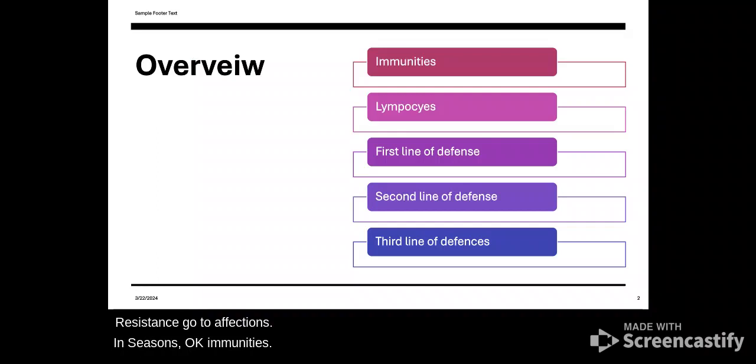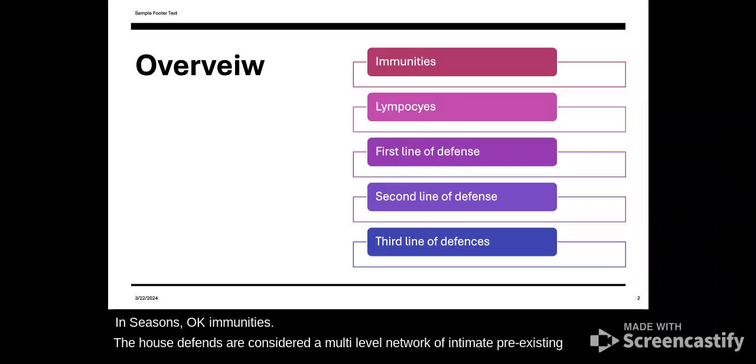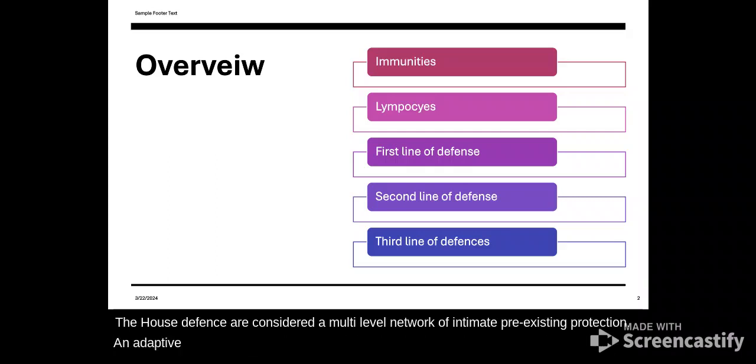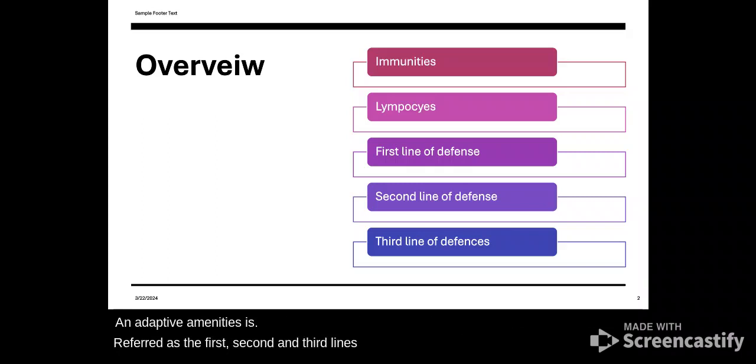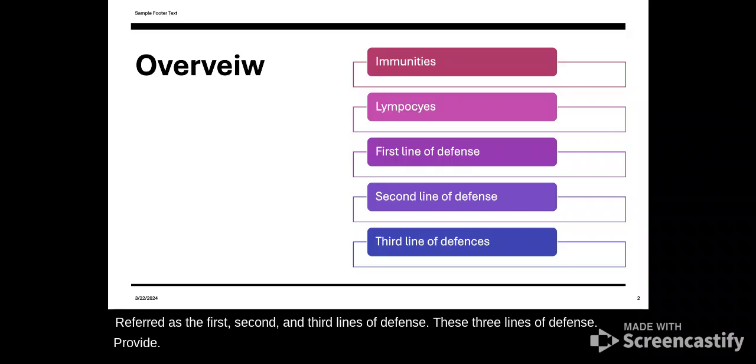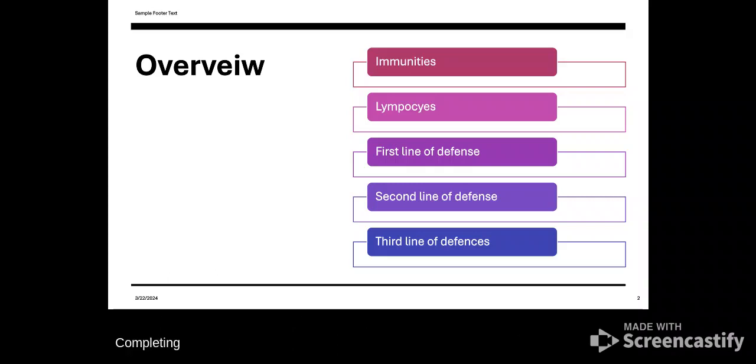The host defenses are considered a multi-level network of innate, pre-existing protection and adaptive immunities. This is referred to as the first, second, and third lines of defense. These three lines of defense provide complete protection against infection.